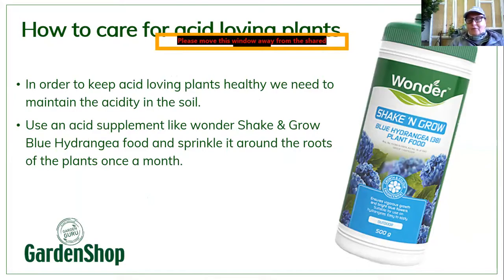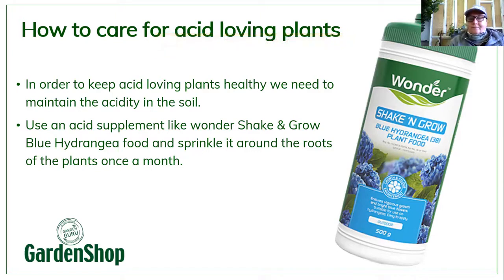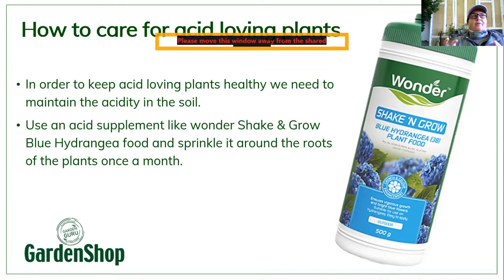So how do you care for your acid-loving plants after you've planted them? Now, in order to keep the acid-loving plants healthy, we need to maintain that acidity of the soil, because over time, the soil will again become alkaline because of osmosis. And I'm sure you all know what osmosis is. It's a neutralizing effect where if you've got too much of something, it would sort of spread to neutralize all over the liquid.